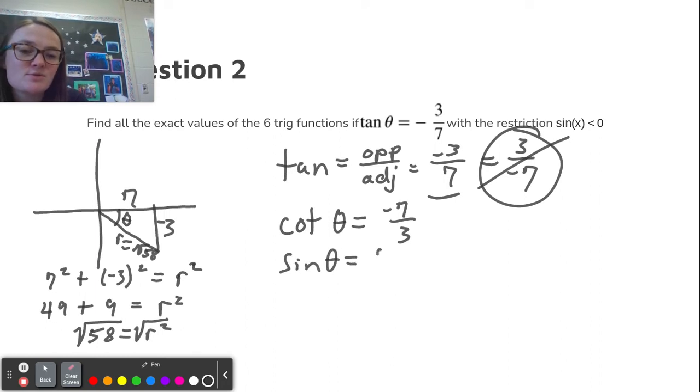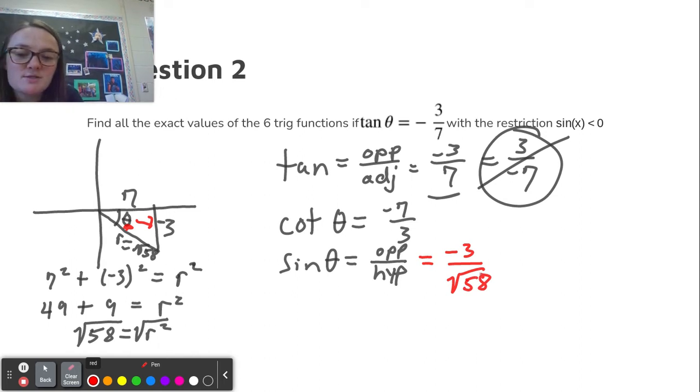Sine of theta is equal to opposite over hypotenuse. So taking a look at my triangle here, starting at theta, opposite is negative 3, and hypotenuse is the square root of 58. And for the sake of this question, we're not going to rationalize the denominator.